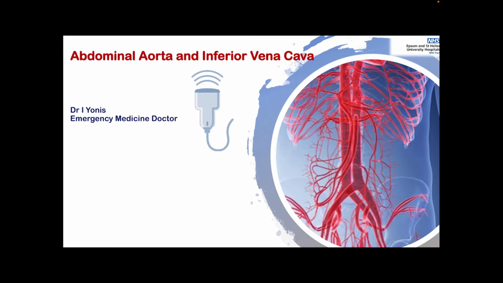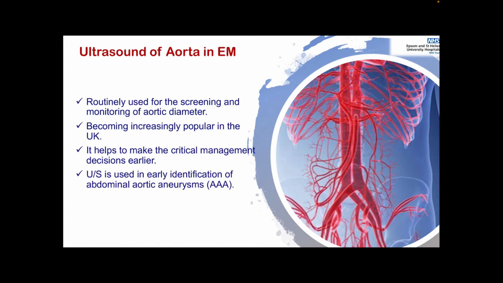I would like to talk to you today about ultrasound scanning for the abdominal aorta and inferior vena cava in the emergency setting. Ultrasound of the abdominal aorta in emergency medicine is routinely used for screening and monitoring of aortic diameter to rule out or rule in any AAA, and it has recently become an increasingly used procedure in A&E in the UK.